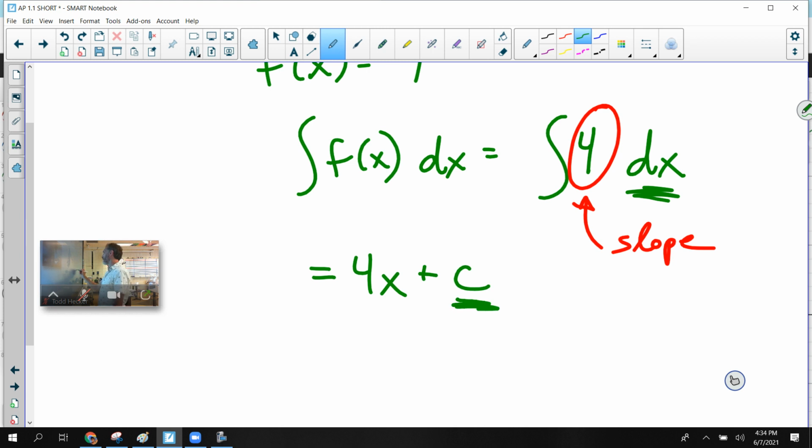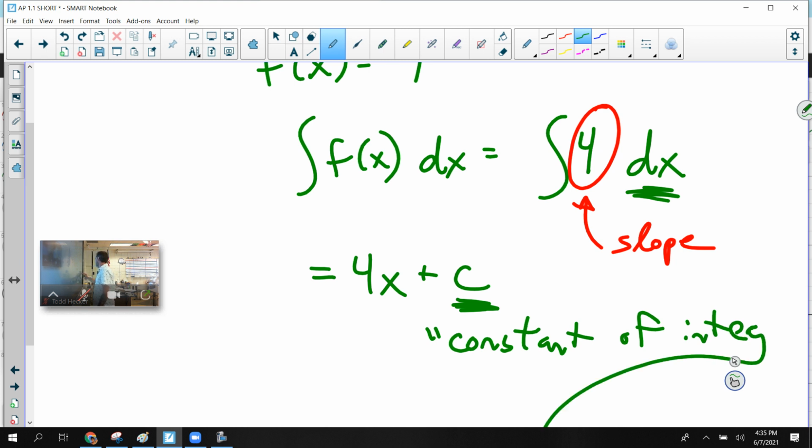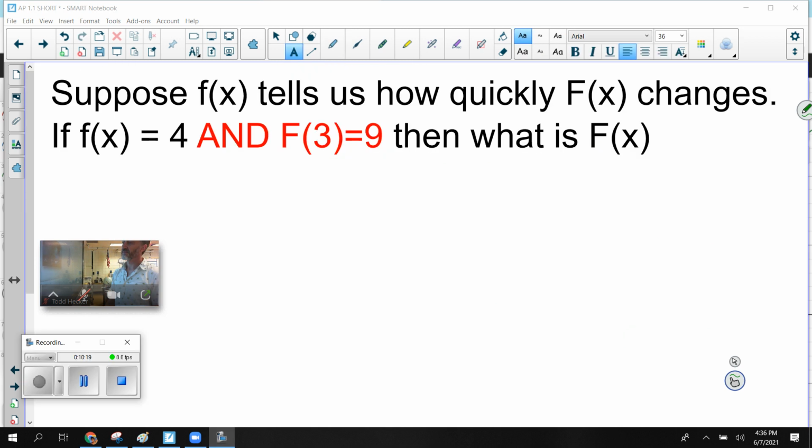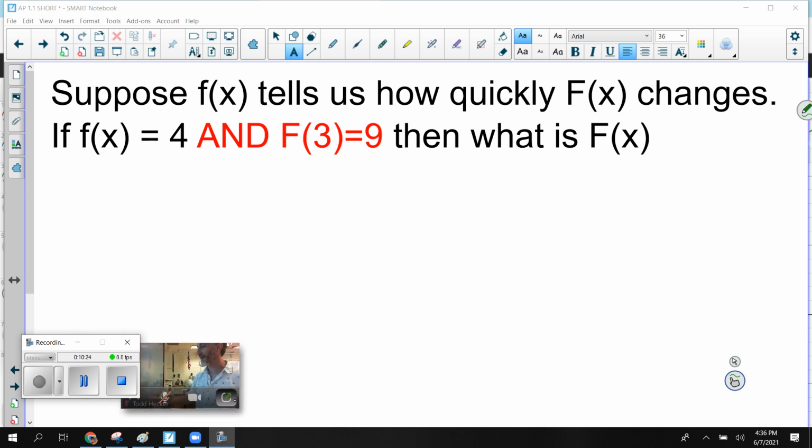All right, so c here is what we call the constant of integration. Pretend I had room to write out the word integration. All right? So in order to know what this is, we have to know what's called an initial condition. All right? So I'm going to do this. All right. So in order for this to make sense, we need what we call an initial condition. So let's go back.